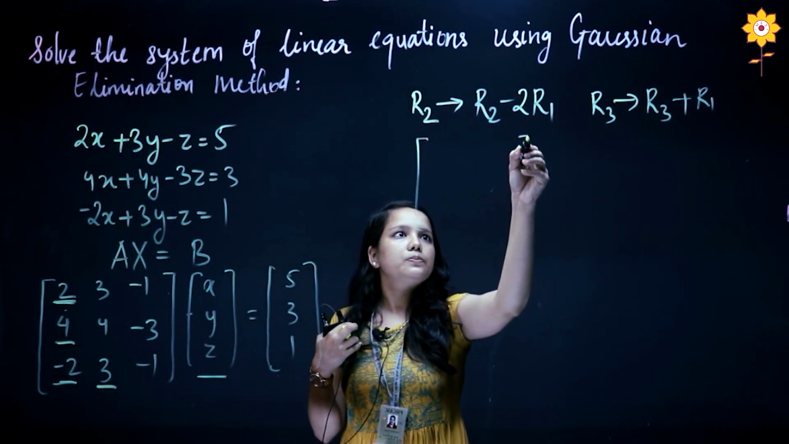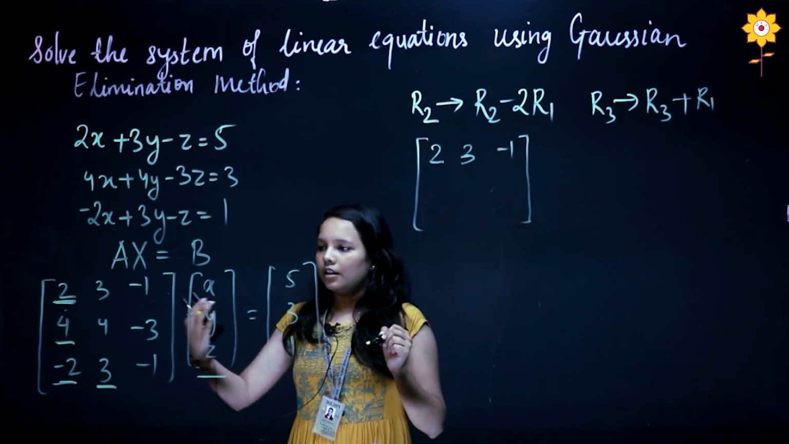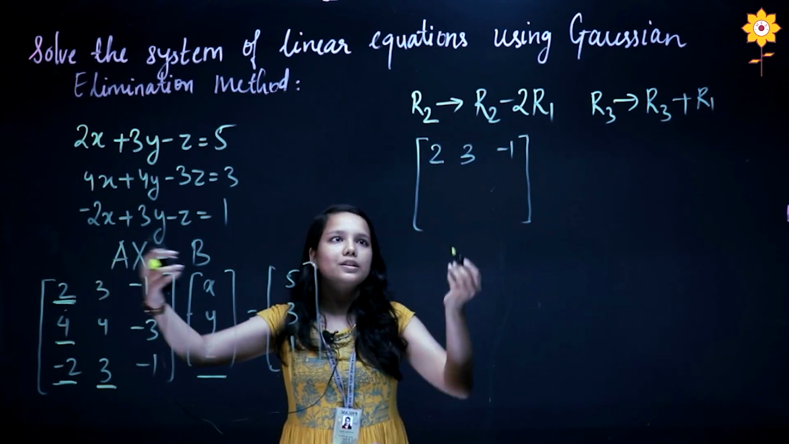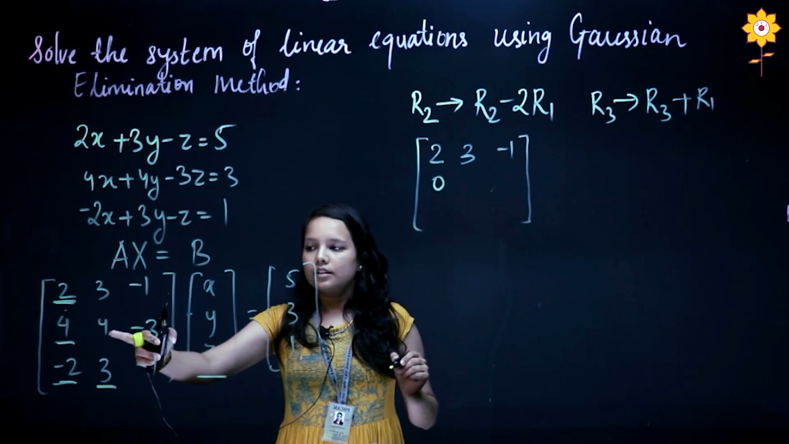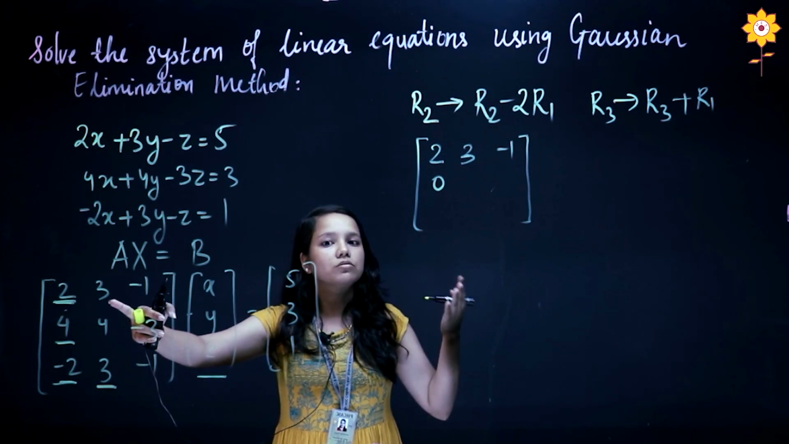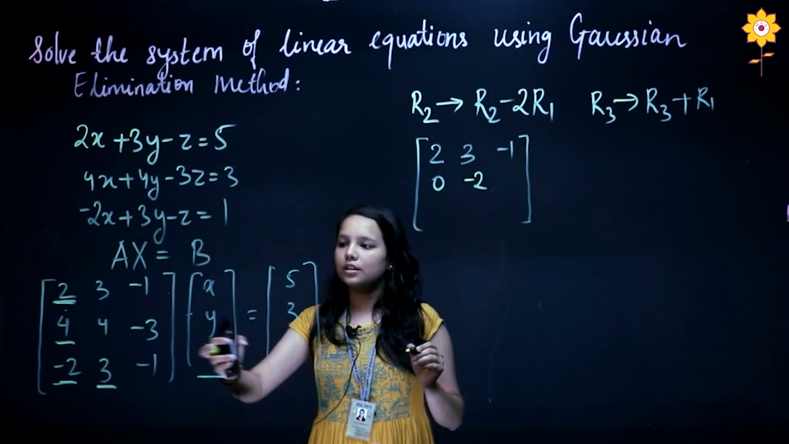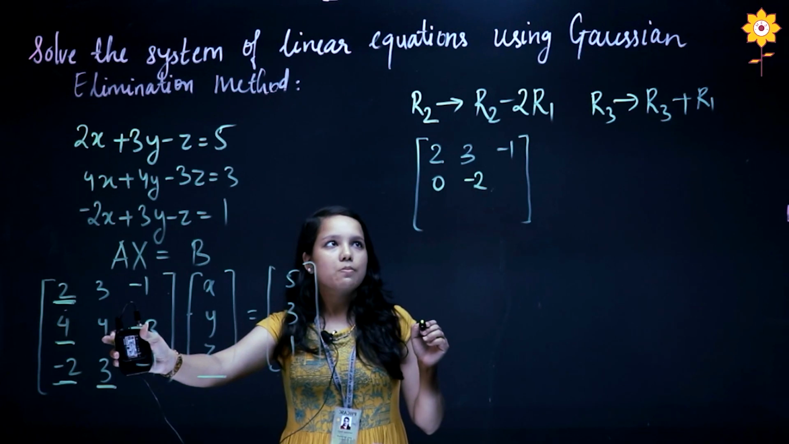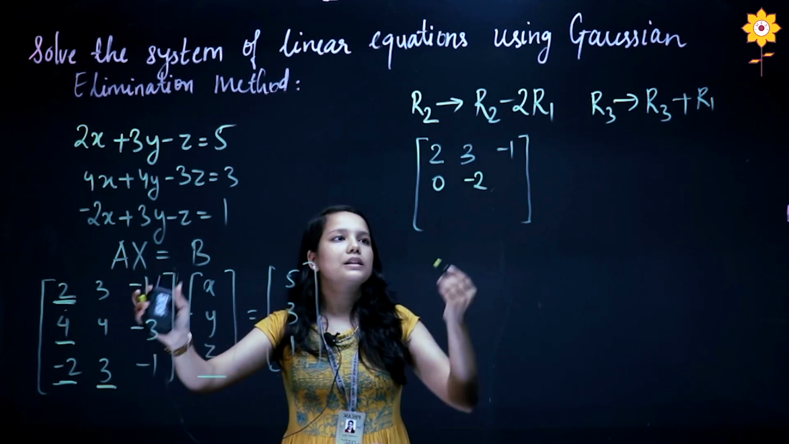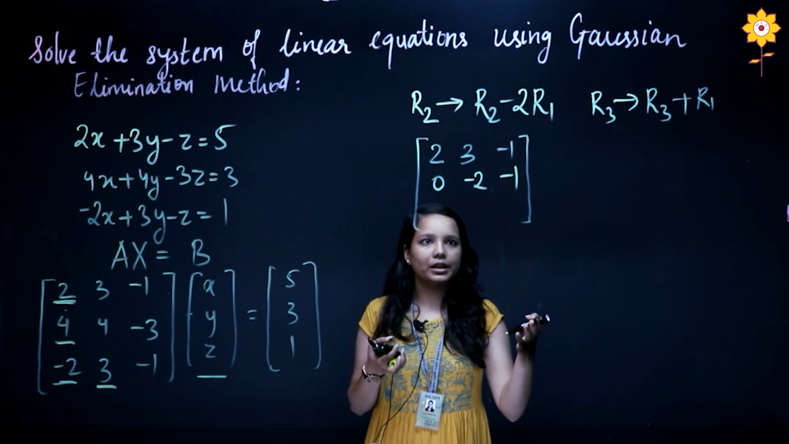Okay, so let's try. The first row will be unchanged, it will remain as it is. Now R2's first element is 4, so 4 minus 2 into 2, which is 0. The next entry of row 2, which is 4: 4 minus 2 into 3, 2 into 3 is 6, so 4 minus 6 is minus 2. For the next entry I'll do the same thing. Minus 3, minus and minus will become plus, so plus 2, so minus 3 plus 2 is minus 1. So my second row is changed to 0, minus 2 and minus 1.